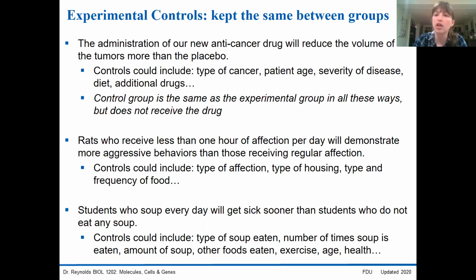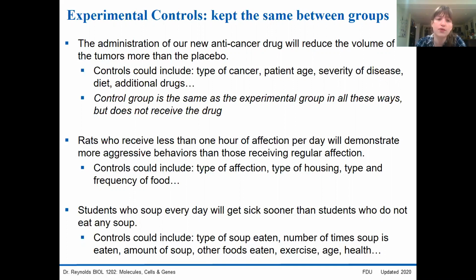So let's take a look at our first hypothesis, right? The administration of that anti-cancer drug and the volume of the tumor. Some controls could be the type of cancer that I'm testing on. Remember that experimental controls are kept the same between groups. It would make sense to test my drug versus the placebo on two groups that both have the same type of cancer, because a drug might have a different impact based on that type of cancer.